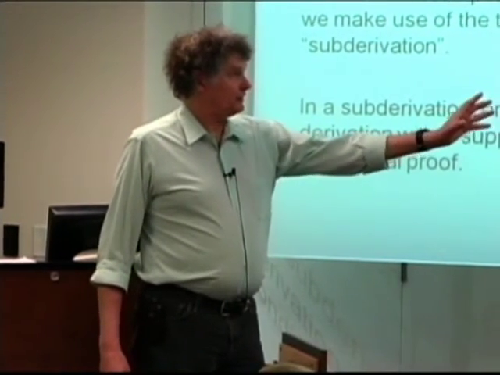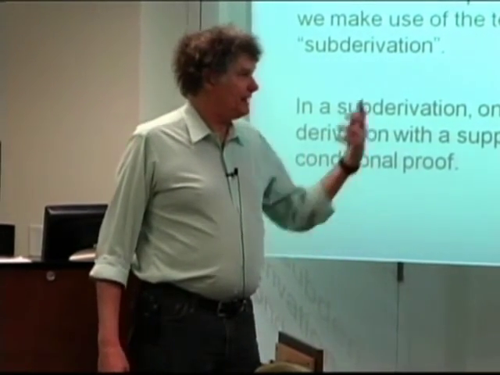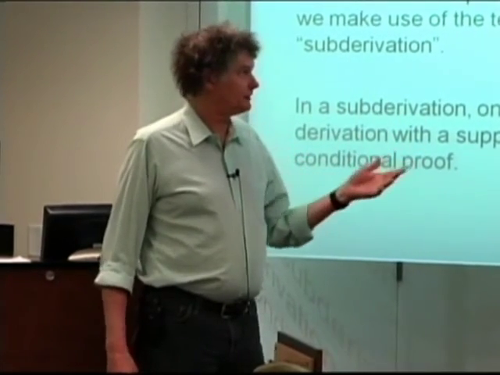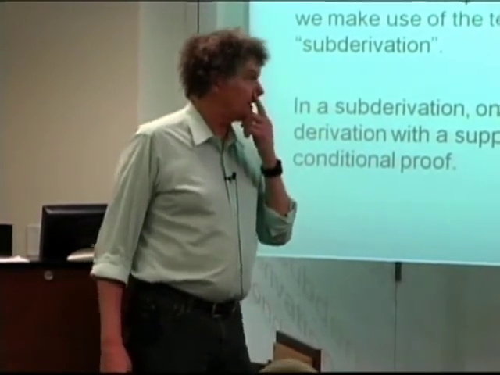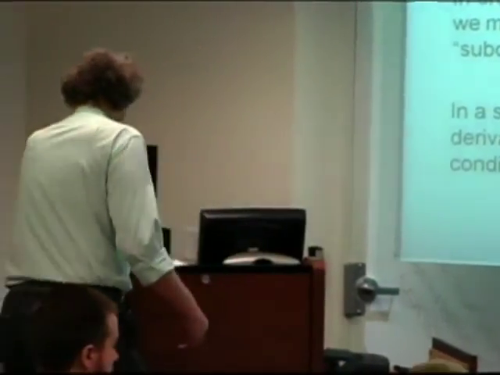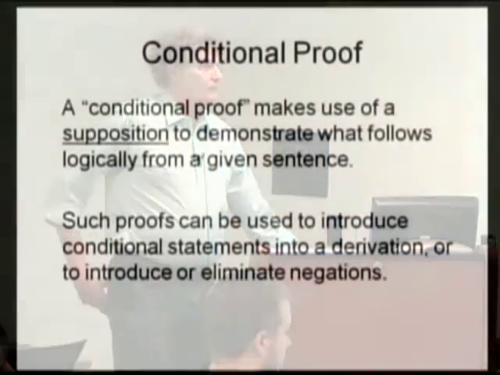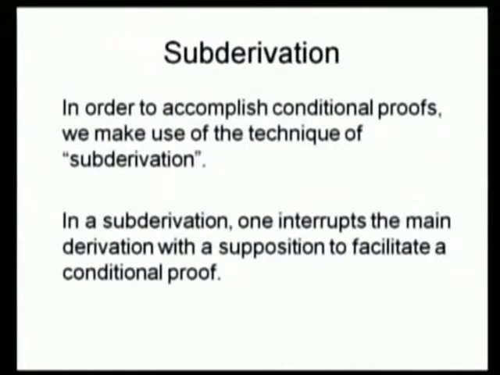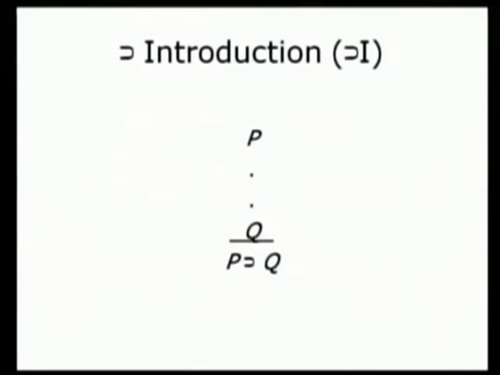In a subderivation, what one does is interrupt the main derivation with a supposition which finally will facilitate a conditional proof. It'll give you some information. As I say, what we use these for, at least by and large, are introducing conditional statements into main lines of derivations or introducing or eliminating negations. All right. So here, finally, is the first rule.